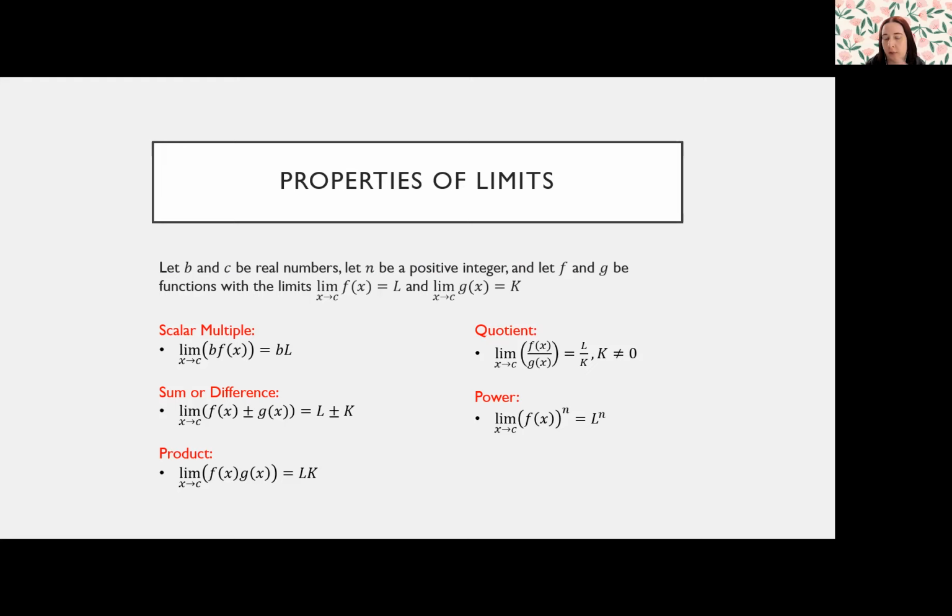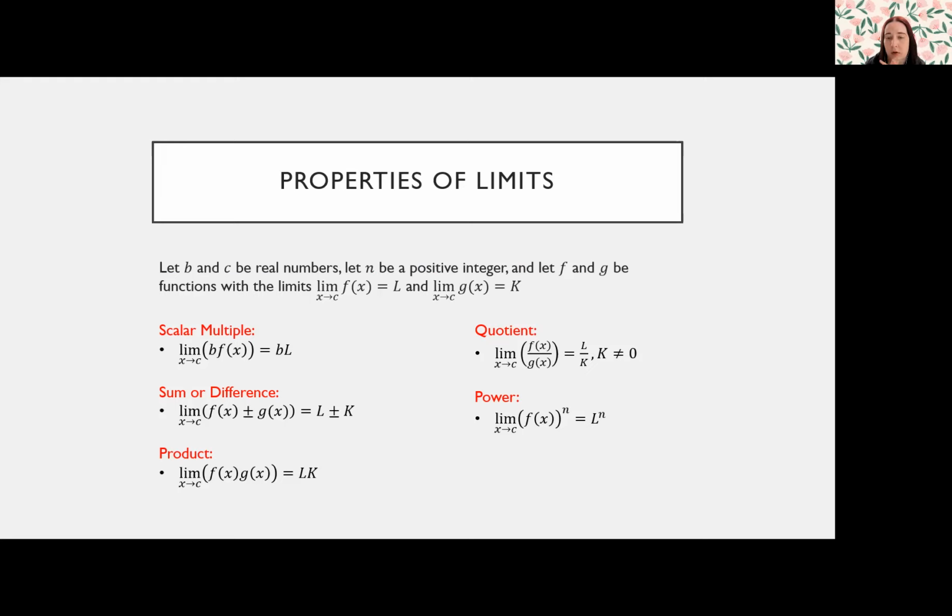The scalar multiple basically means that if you have some function and you multiply it by a number, it's the same as taking the limit of the function and multiplying that limit by a number. Essentially, you can factor out constants, find your limit, and then multiply it back through. The sum or difference says that if things are added or subtracted, you can break it apart by taking the limit of each term and then adding those results together, versus taking the limit of the whole thing.